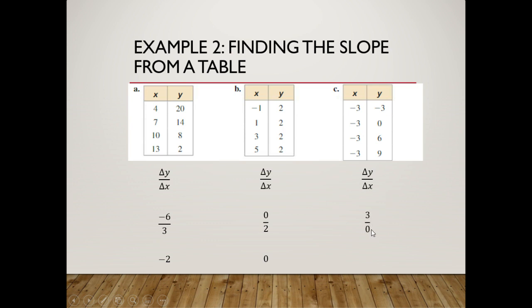Now we cannot divide by 0. That's impossible, and it's because it doesn't make any sense. To divide by 0 here would be to say, take these 3 things, divide them into 0 groups. Now how many are inside of each group? It just doesn't make sense, and so we call this undefined. Table C has an undefined slope.